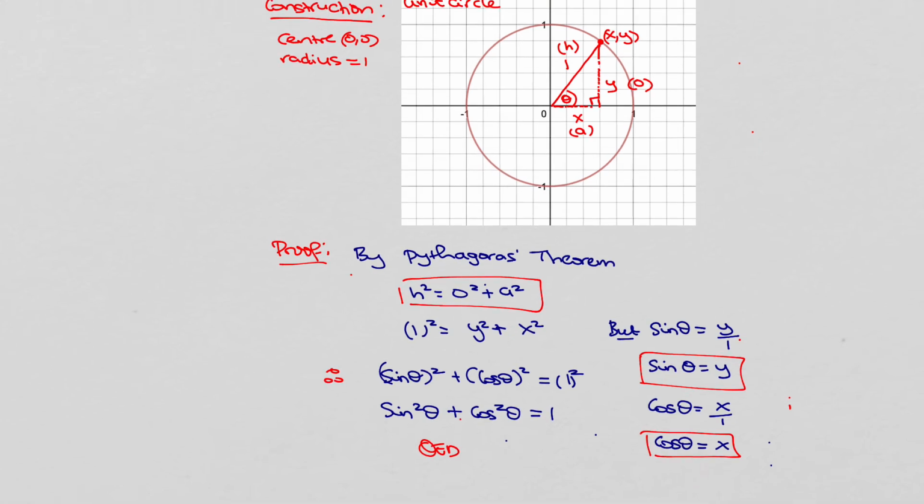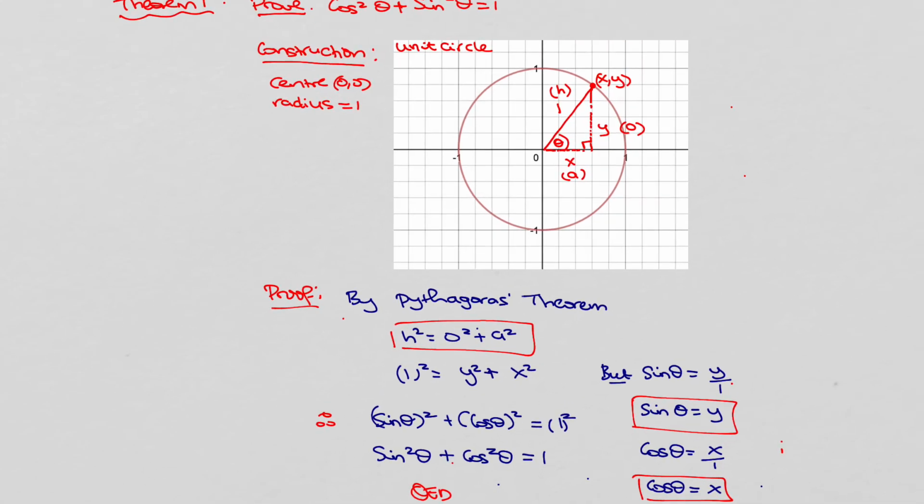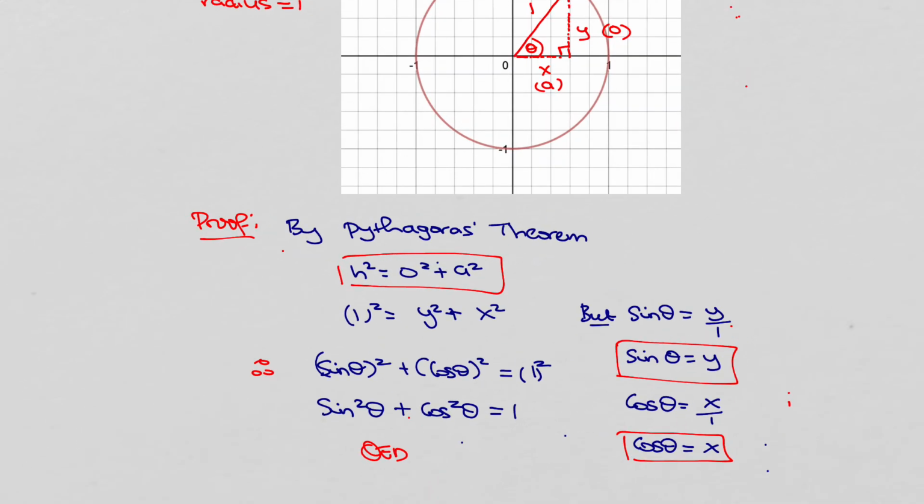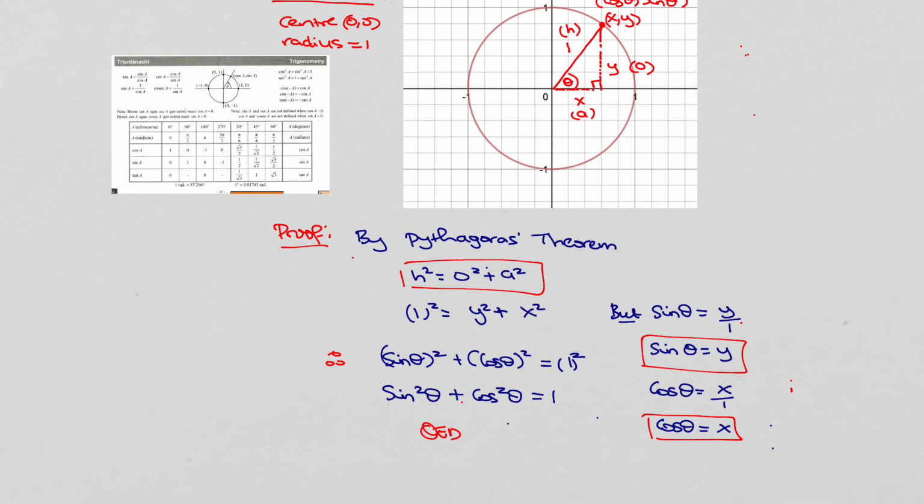And just as a point to note, if we look up here, that coordinate then can be written as x, in other words cos theta, sine theta. And if we look at page 13 in our maths tables, we will also notice that. If we look over here to the left, we can see cos A, sine A right there.